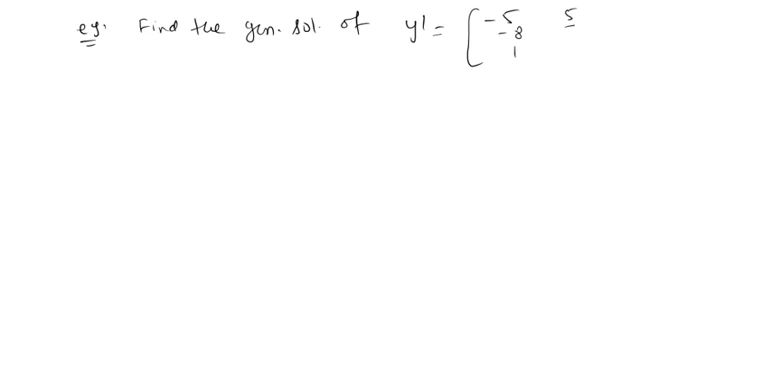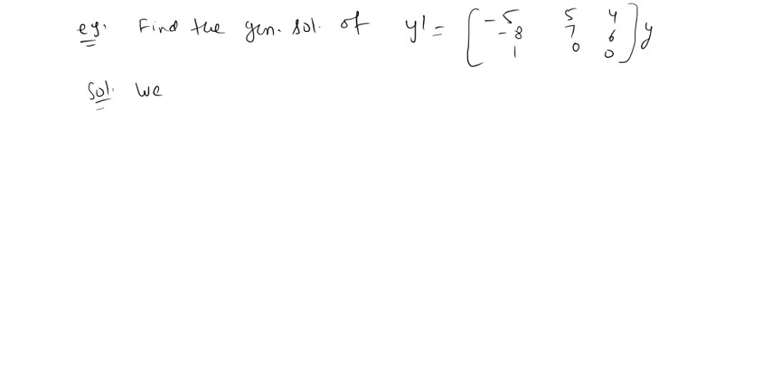So now I am going to take a 3 by 3 example. For example, find the general solution of the 3 by 3 system y' equal to the matrix with rows (-5, 5, 4), (-8, 7, 6), (1, 0, 0) times y.